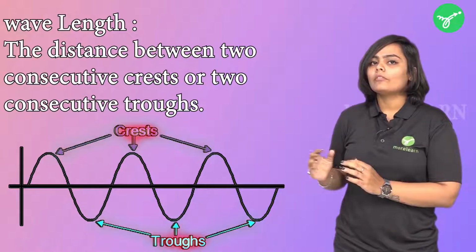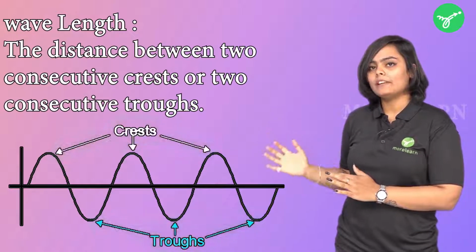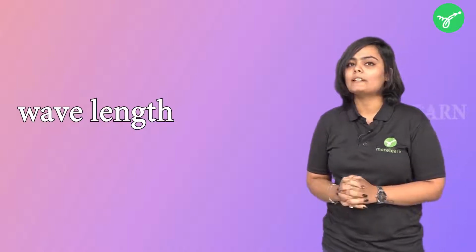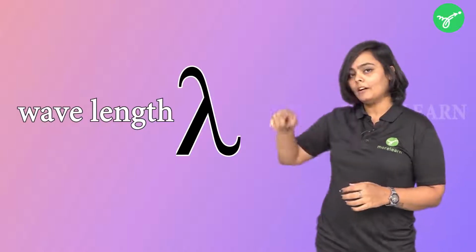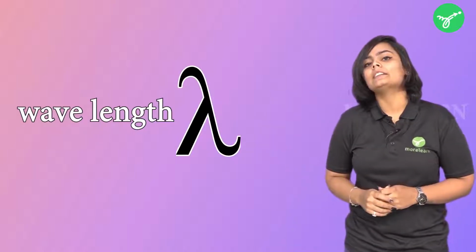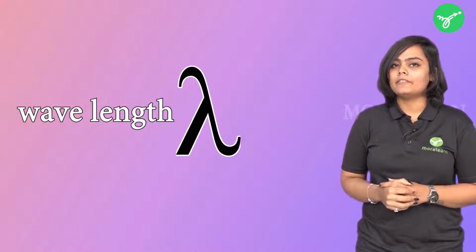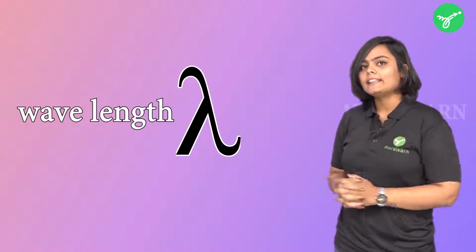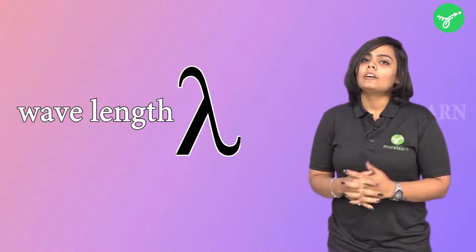So now we have understood what is wavelength. So wavelength is represented by the letter lambda. Lambda is a Greek letter and this is used to represent the wavelength. Understanding wavelength, let's move on to frequency.